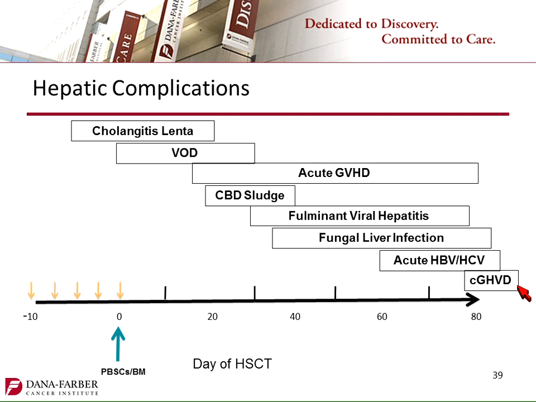So immediately post-transplant, we think more about cholangitis lenta and VOD. Farther out after engraftment, acute GVHD. And then after day 30 is when we become more concerned about fulminant viral or fungal hepatitis.